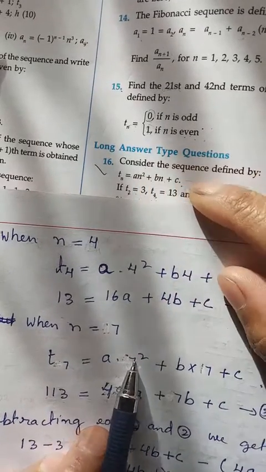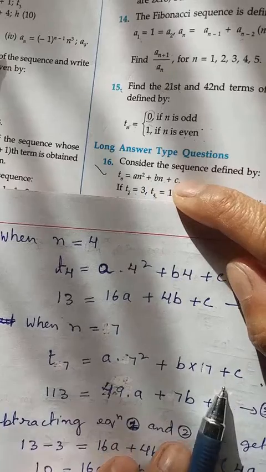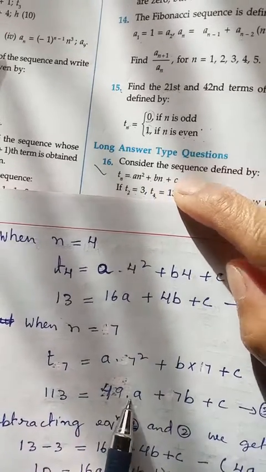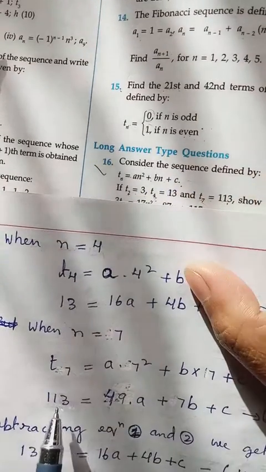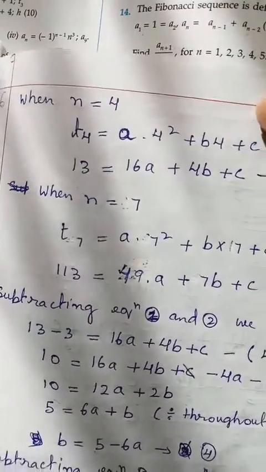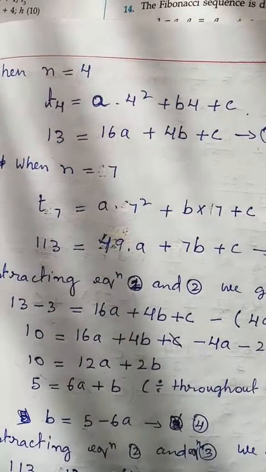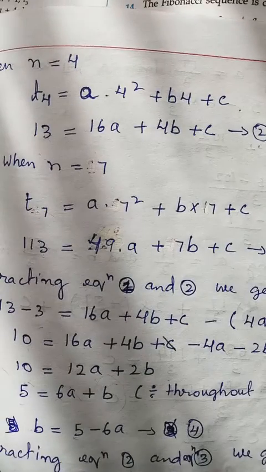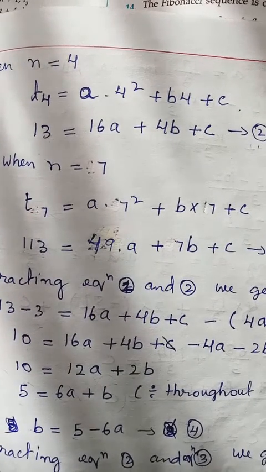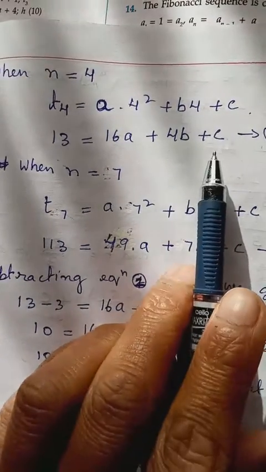A into 7 into 7 plus B into 7 plus C. 7 into 7 is 49. T7 is already given to be 113. Now, in order to get the values of A, B, C, we need to get the coefficient of C as 1. So if we check equation 1, we have plus C. If we check equation 2, we have plus C.